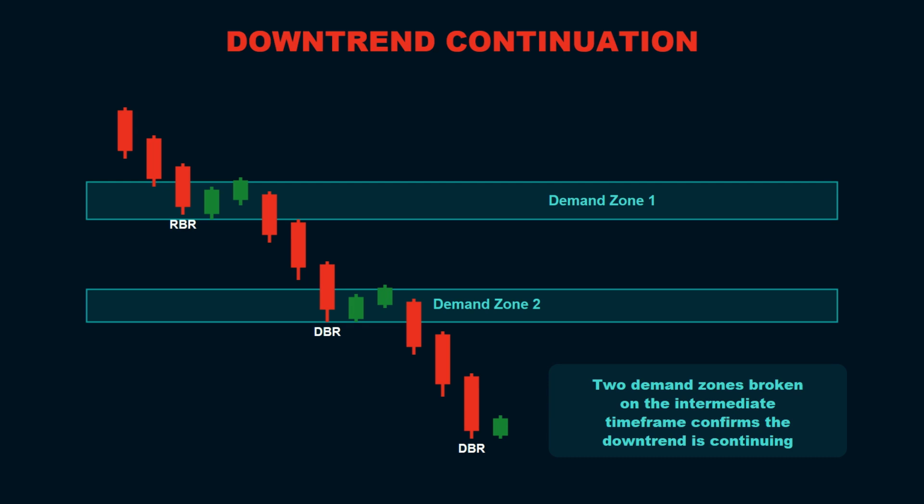Picture it. Price drops into zone 1, forms a base, rallies weakly, and breaks straight through. Then it drops further, forms another base at zone 2, rallies again, and breaks through that one too. Every one of those broken zones is a vote that says sellers are still here.